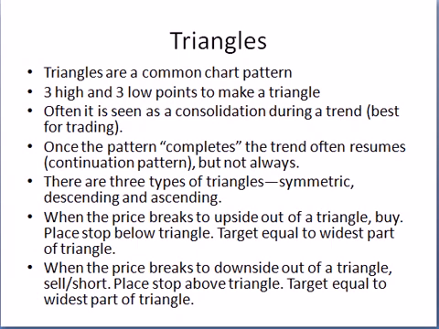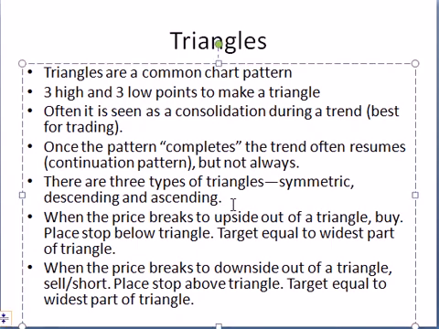There are 3 types of triangles: symmetric, descending, and ascending. They look slightly different, but they're all traded in the same way. When the price breaks to the upside out of a triangle, we are looking to buy. And when it breaks out, that's what's considered the pattern completing. So we're looking for the 3 high points, 3 low points. We isolate them on our chart by drawing the trend lines. And when that pattern is broken, that pattern is considered complete.